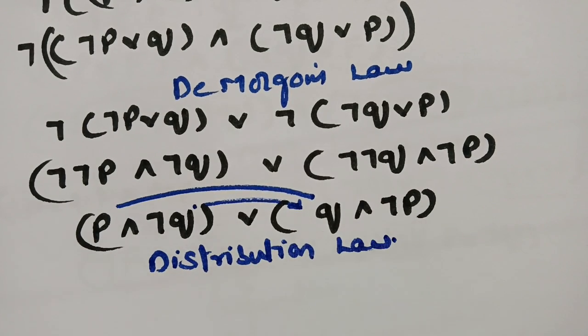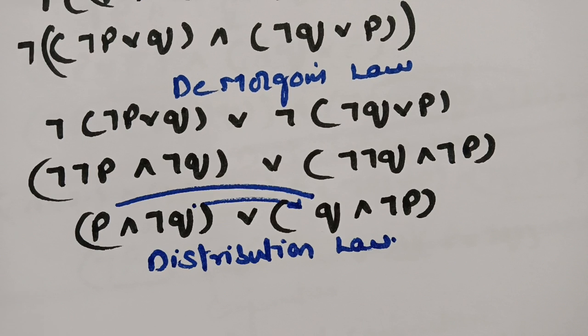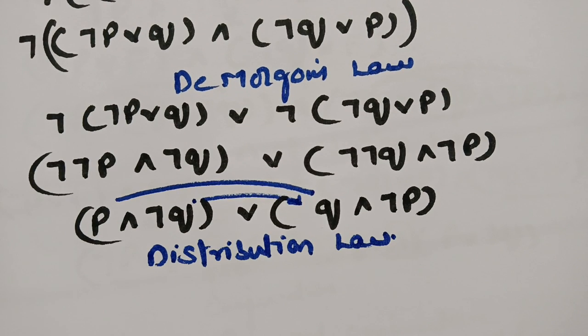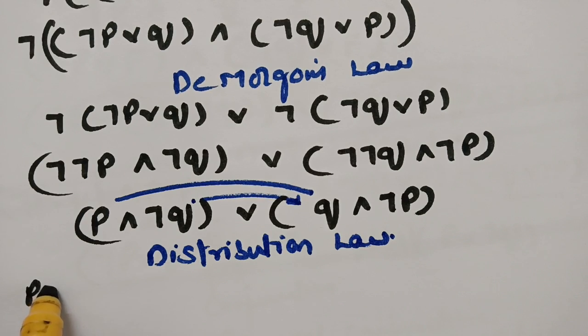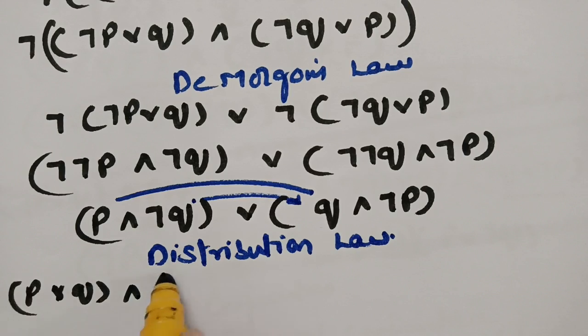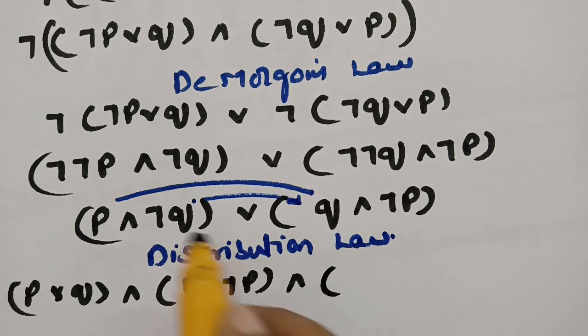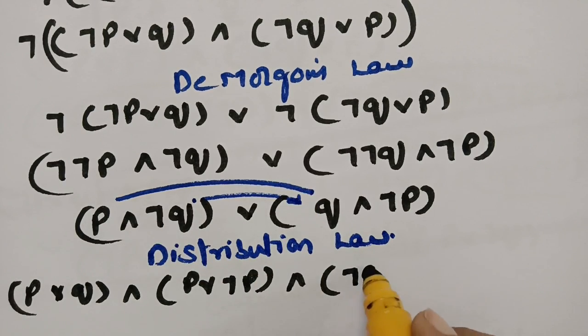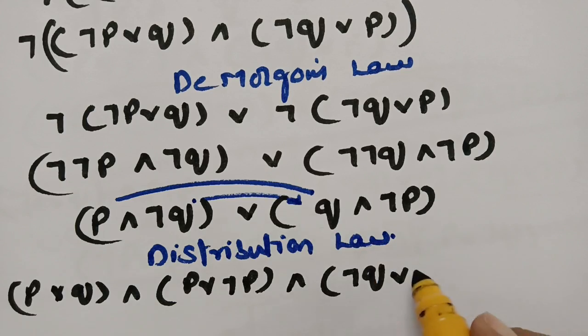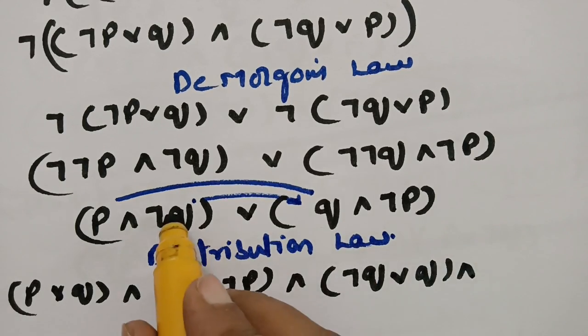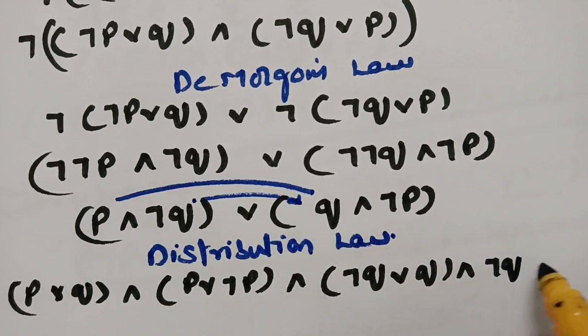So according to our distribution law, this will be P and negation Q. See here, P is distributed to Q, that is P or Q, and this is and P or negation P. Next one, and negation Q or Q, and this is negation Q or negation P.